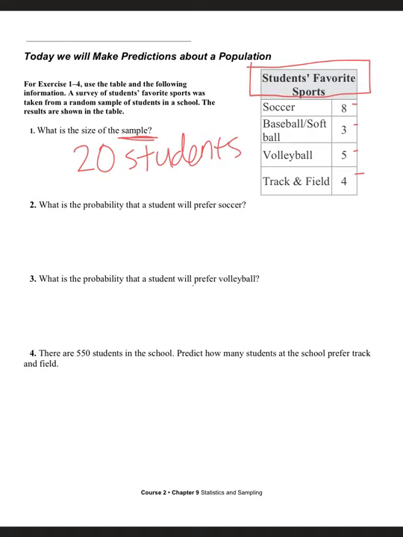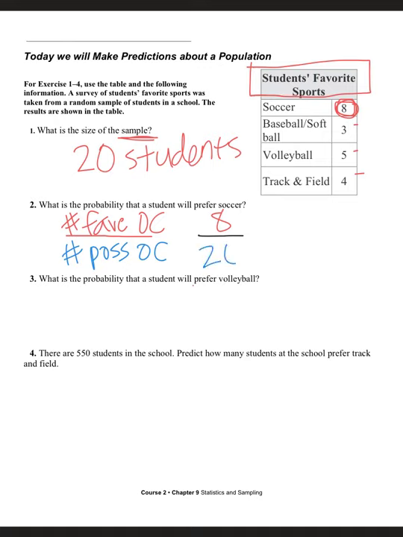Then it wants to know, what is the probability that a student will prefer soccer? So if we think back to probability, we're talking about the number of favorable outcomes over the number of possible outcomes. Now, in this case, we're looking for the students that prefer soccer. So if you notice, there's 8 students that prefer soccer. Over the possible number of outcomes, we know that there's 20 outcomes or 20 students here. So 8 over 20. Then we're going to simplify this.